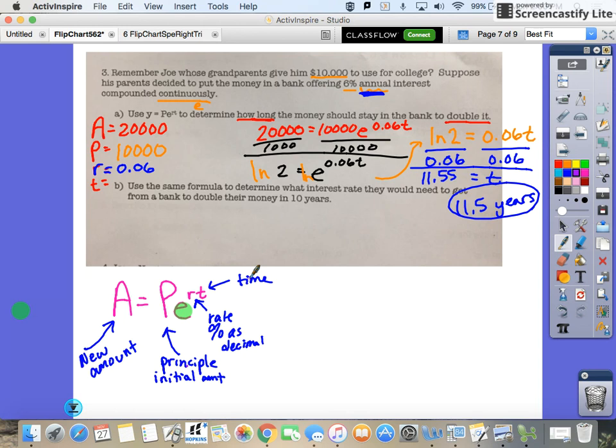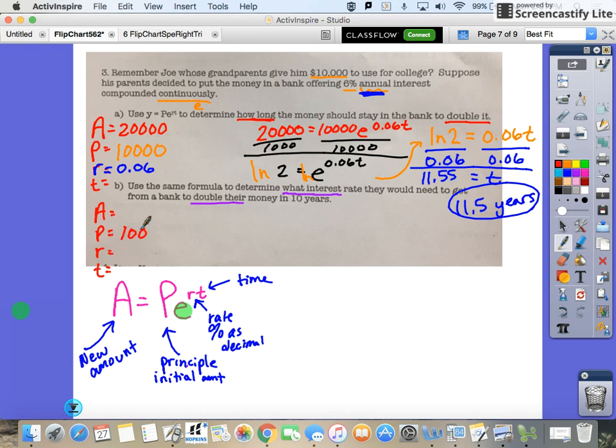So part B says, use the same formula to determine what interest rate. Okay, so what interest rate means R is what we don't know. What they would need to get from the bank to double their money in 10 years. So let's start like we did previously. A, P, R, T.